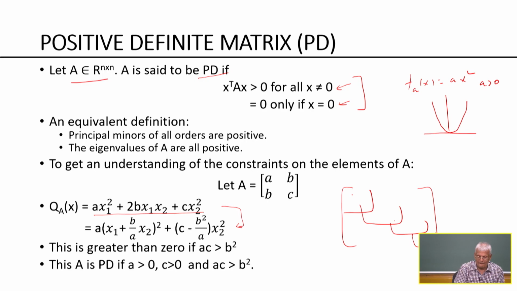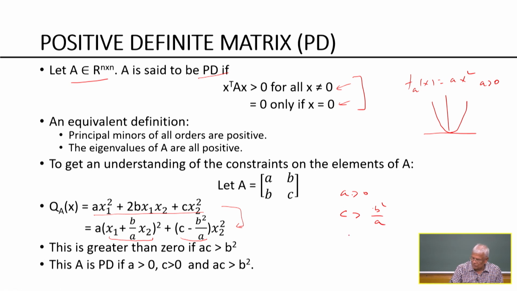Now let's look at this. First one, for this to be positive, look at this now: x1 plus b over a x2 whole squared. Any square quantity is non-negative. So for the first term to be positive, a must be positive. For the second quantity, the product with x2 squared, x2 squared is always non-negative, so its coefficient must be positive. With me? So this quadratic function is positive when a is positive, and c is greater than b squared by a.